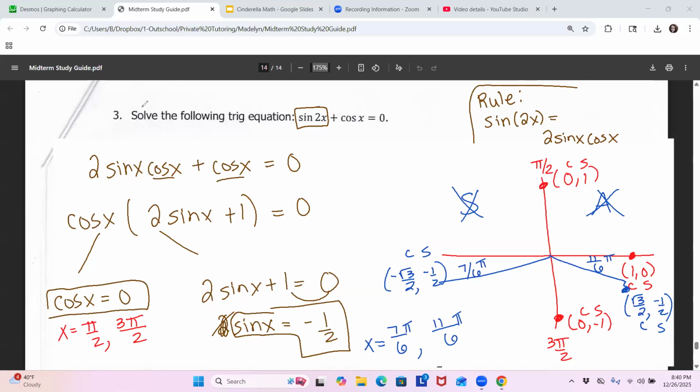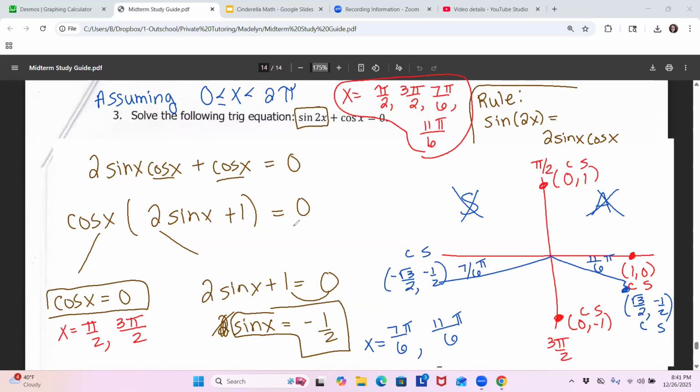Okay. So this question did not say, well, assuming that we are solving this for x in between 0 to 2 pi, we have 4 answers. X is pi over 2, 3 pi over 2, 7 pi over 6, and 11 pi over 6. Okay. That's assuming that we were solving on the unit circle.